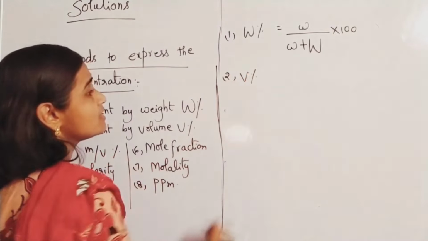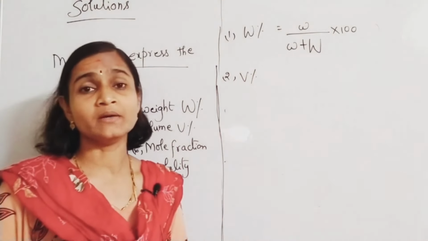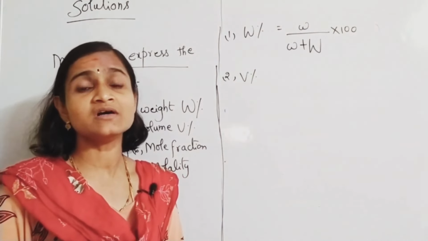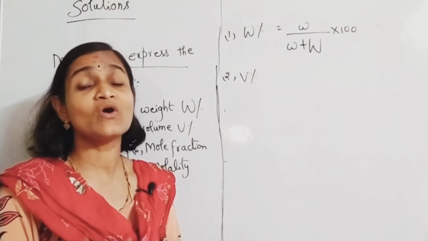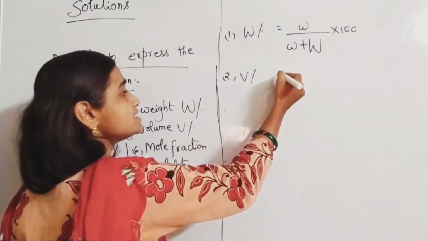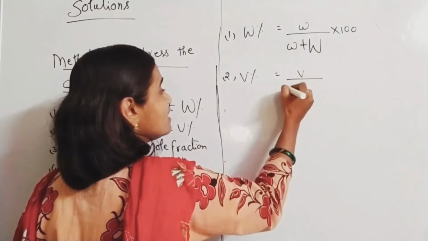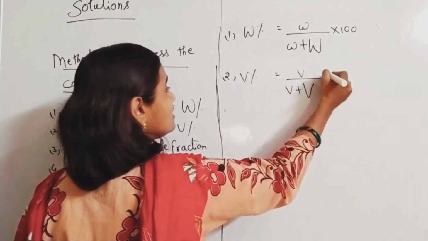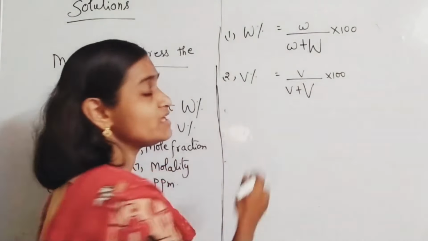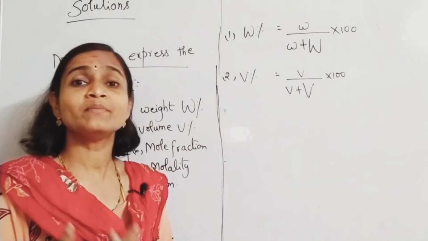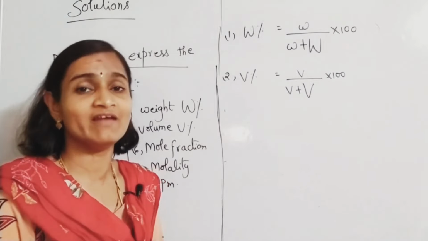Volume percentage. The volume of the solute present in 100 ml of a solution is called volume percentage. This is expressed as small v by small v plus capital V into 100. Here small v is the volume of the solute and capital V is the volume of the solvent.